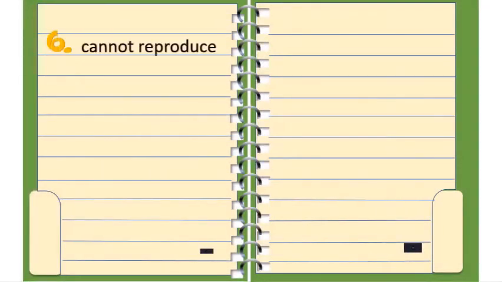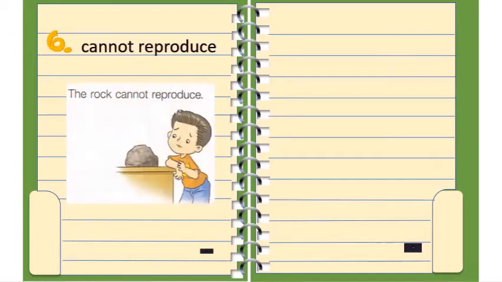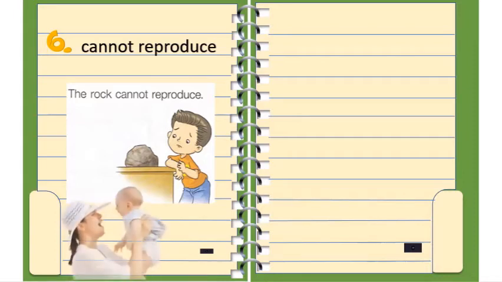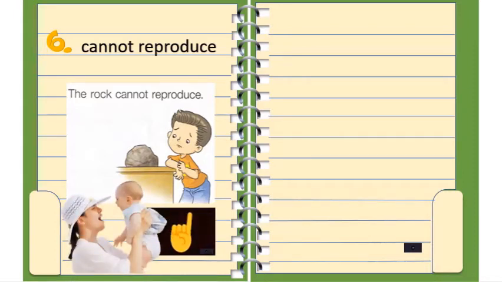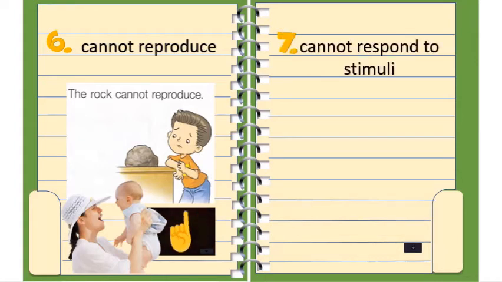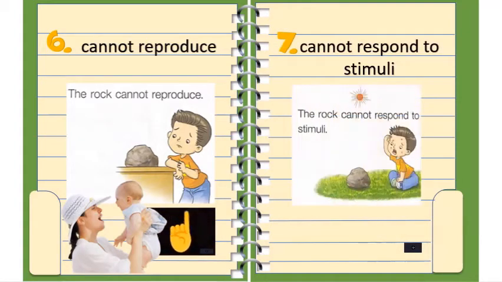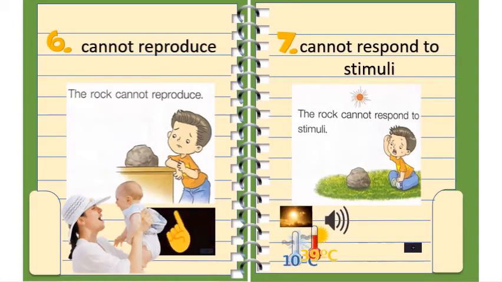Number 6, cannot reproduce. All non-living things, such as rocks, cannot reproduce, meaning they cannot have a baby. They cannot have children. Number 7, cannot respond to stimuli. All non-living things cannot respond to heat, sound, temperature, if it's hot or cold, and touch. They don't feel it.